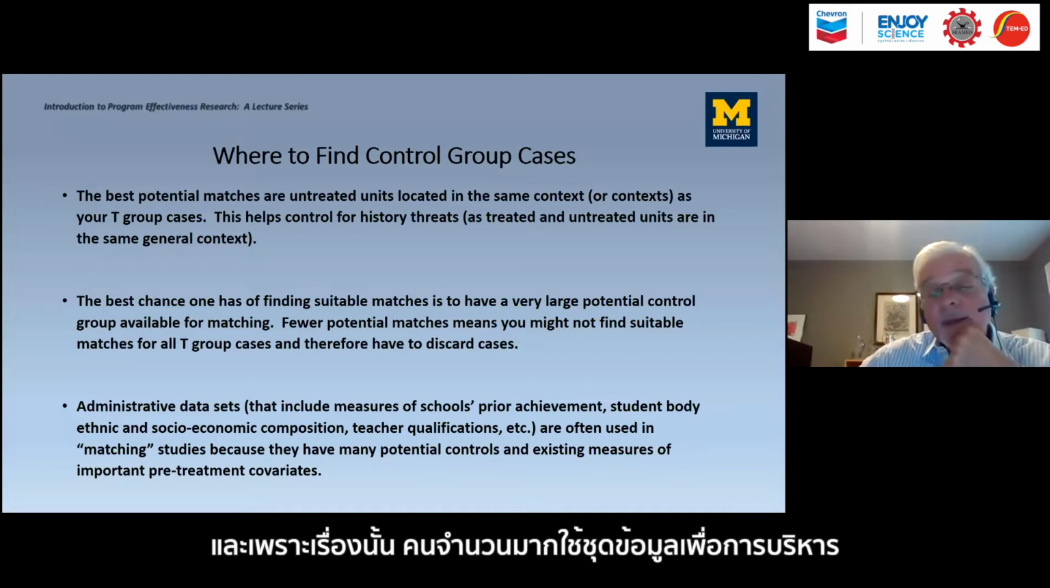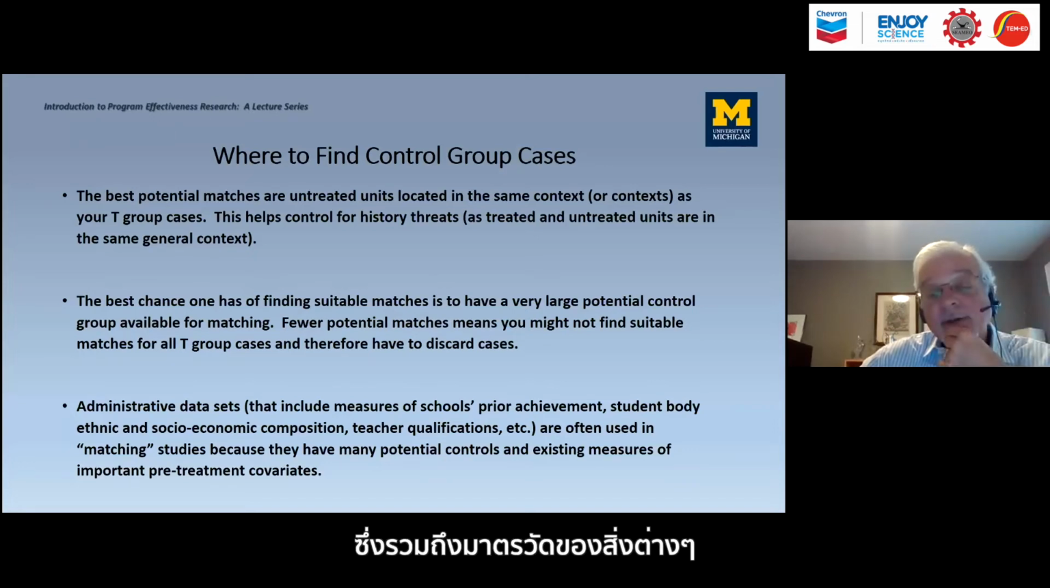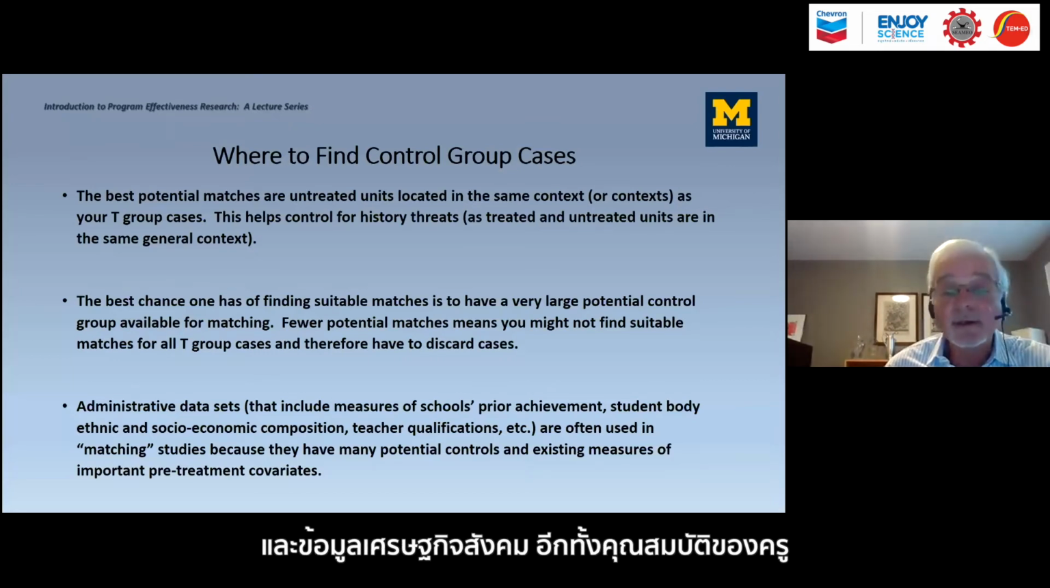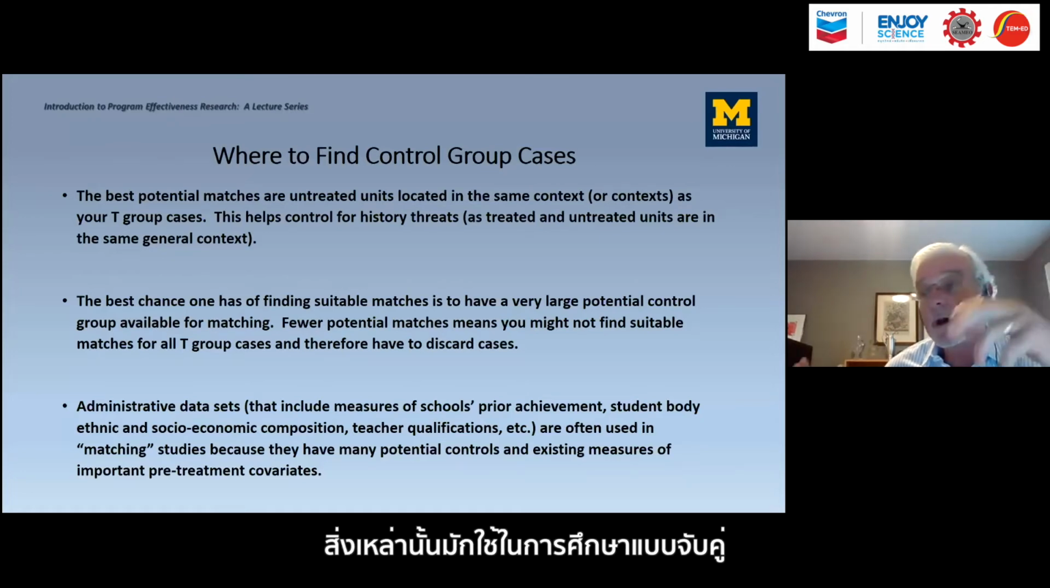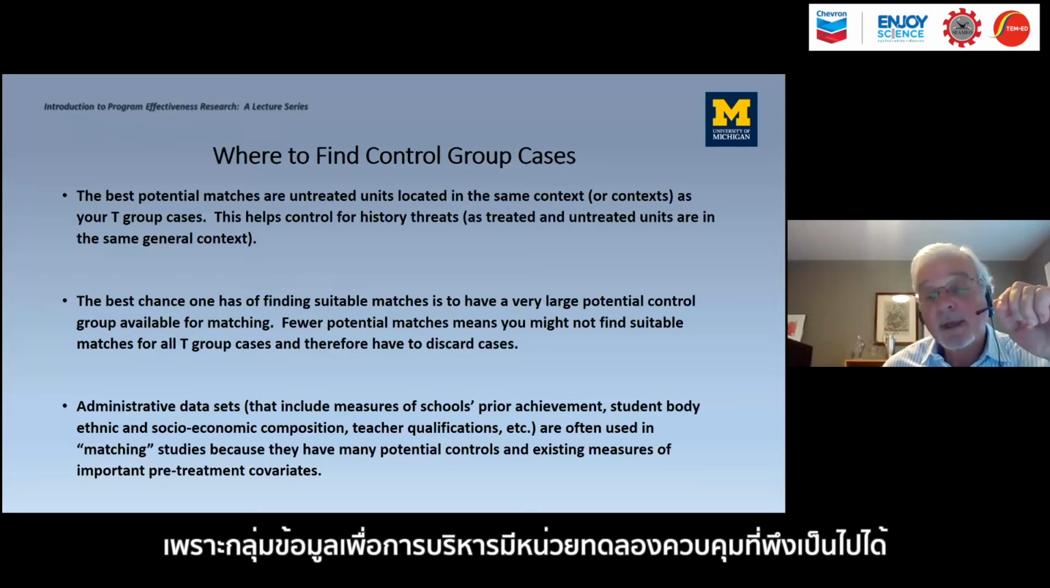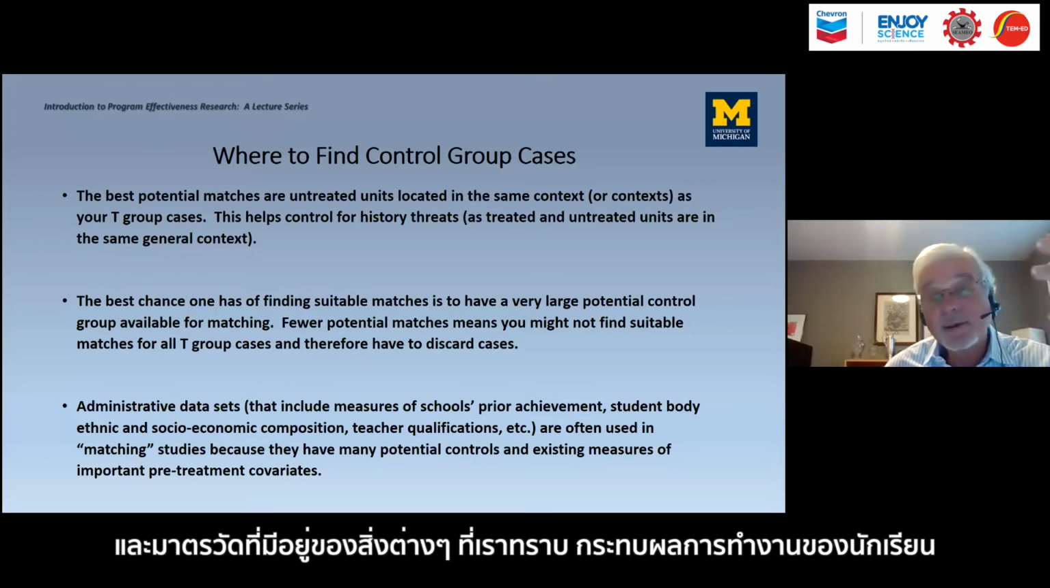And then because of that, many people use administrative data sets that include measures of things like the kids' prior achievement and student body ethnic and socioeconomic composition or teacher qualification. Those are often used in matching studies because these administrative data sets have many potential control units, and existing measures of things we know affect student performance.